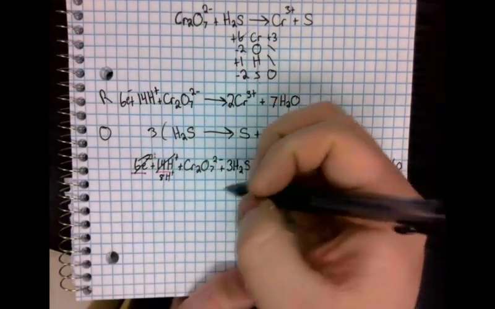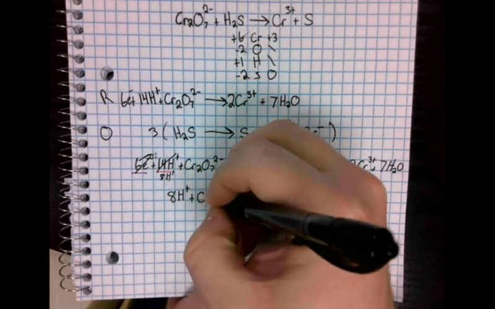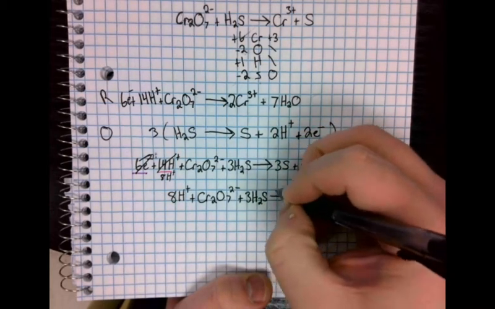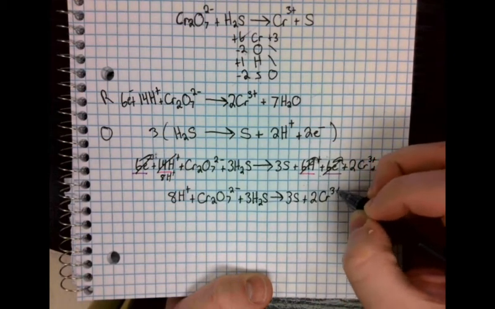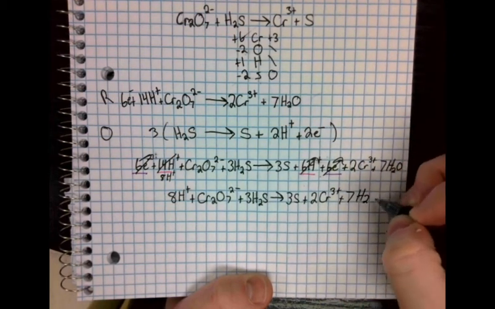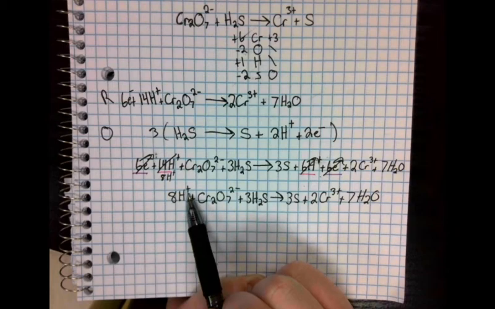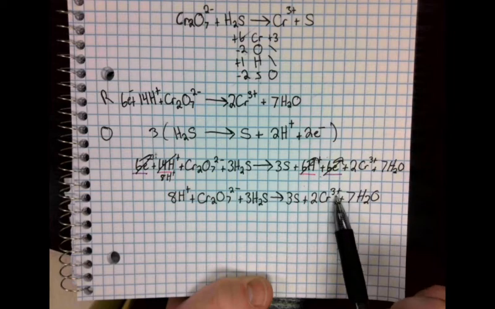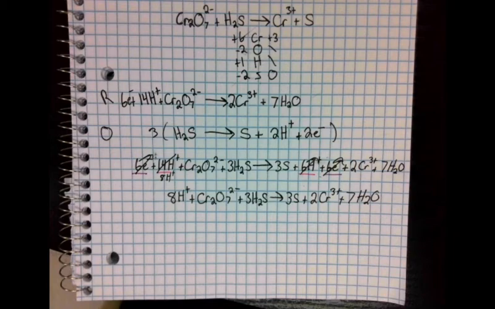And I'm going to rewrite it just so it's neat. So we're going to have 8 hydrogens plus Cr2O7 with a 2 negative plus 3 H2S gives 3 S plus 2 Cr3+ plus 7 H2Os. And if we double check here, 8 pluses, that's +8, minus 2 is +6. The only charge on this side is this +3, and there's 2 of them. That's +6. Our charges have stayed identical. Even though we've canceled a whole bunch of stuff out, your charges should still end up being the same.